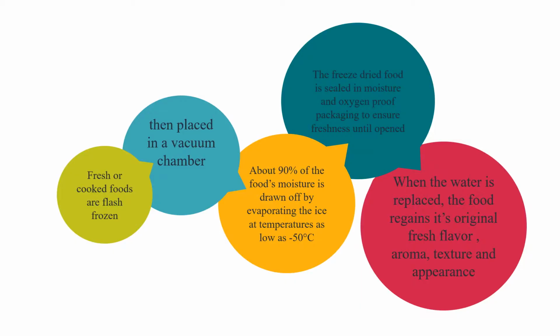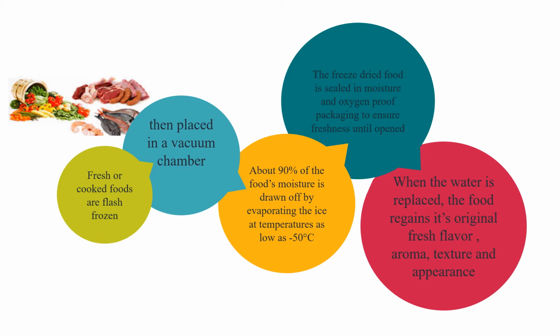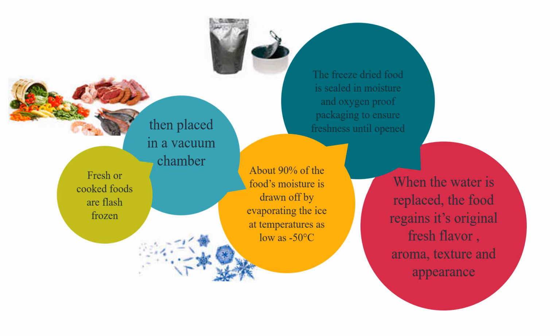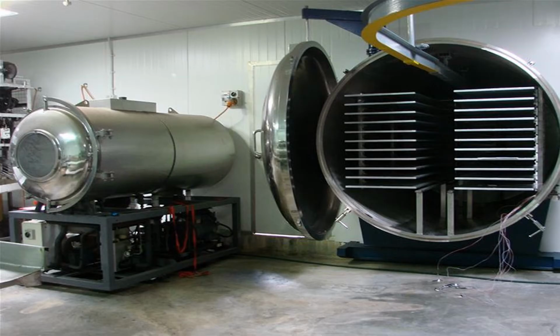In freeze drying, fresh or cooked foods are flash frozen. Then they are placed in a vacuum chamber. About 90% of the food moisture is drawn off by evaporating the ice at temperatures as low as -50 degrees Celsius. The freeze-dried food is sealed in moisture and oxygen-proof packaging to ensure freshness until opened. When the water is replaced, the food regains its original fresh flavor, aroma, texture, and appearance. This picture is an example of a freeze dryer that is used in the food industry.